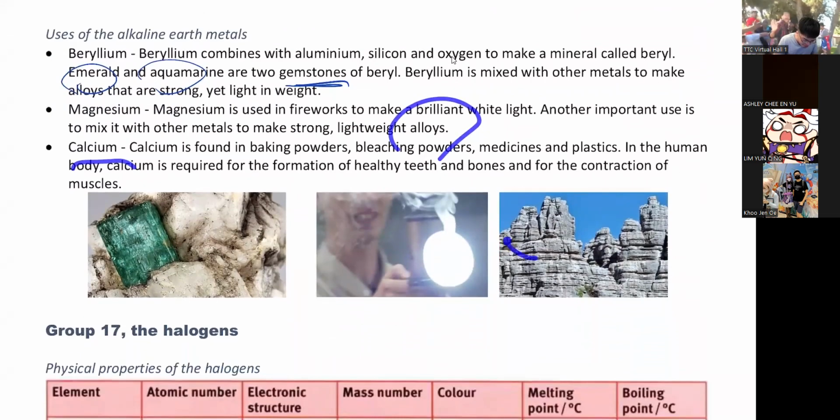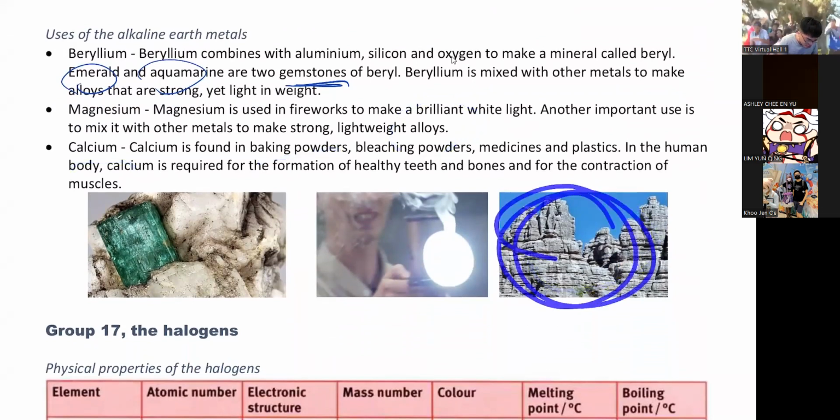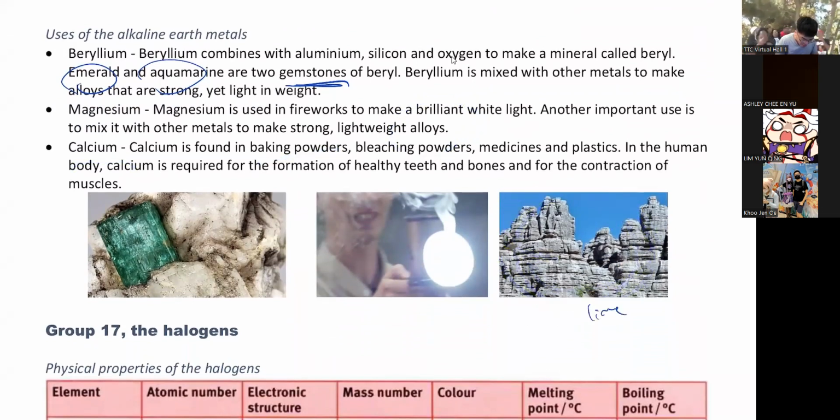Calcium is found in your baking powder. And they are also found in your limestone. Do you know what limestone is, guys? Limestone is 石灰, in Cantonese we call it. If you have been to Batu Cave, the whole Batu Cave is made from limestone. It is natural limestone. You go to Ipoh, you see a lot of limestone because Ipoh is very famous for limestone.